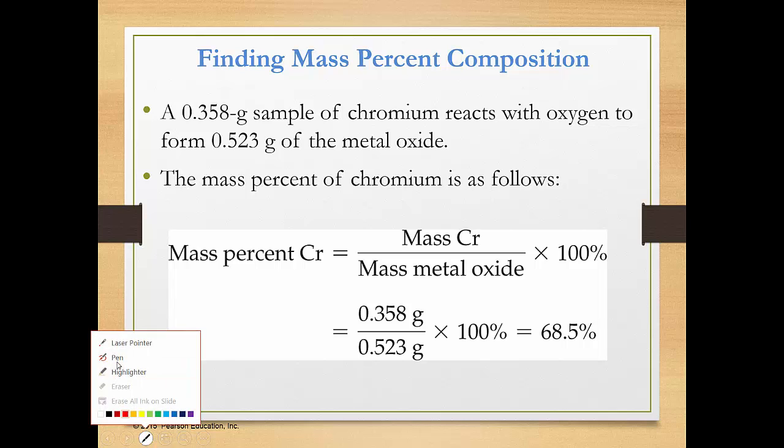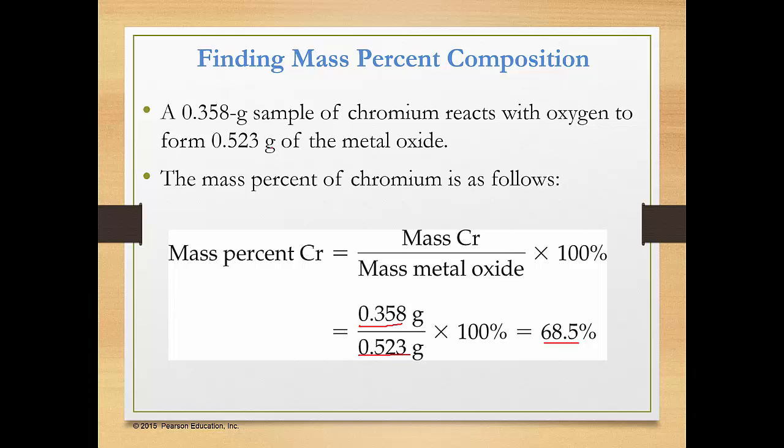Okay, and let's pick up our pen here. All right, so here's the mass of our chromium, the 0.358 grams, and then what's the mass of the entire chromium oxide that we created, 0.523 grams. Divide that out, we get the ratio of 0.685 something. We multiply by 100 to get a percent, and then rounding it to 3 sig figs, we find that we have 68.5%.